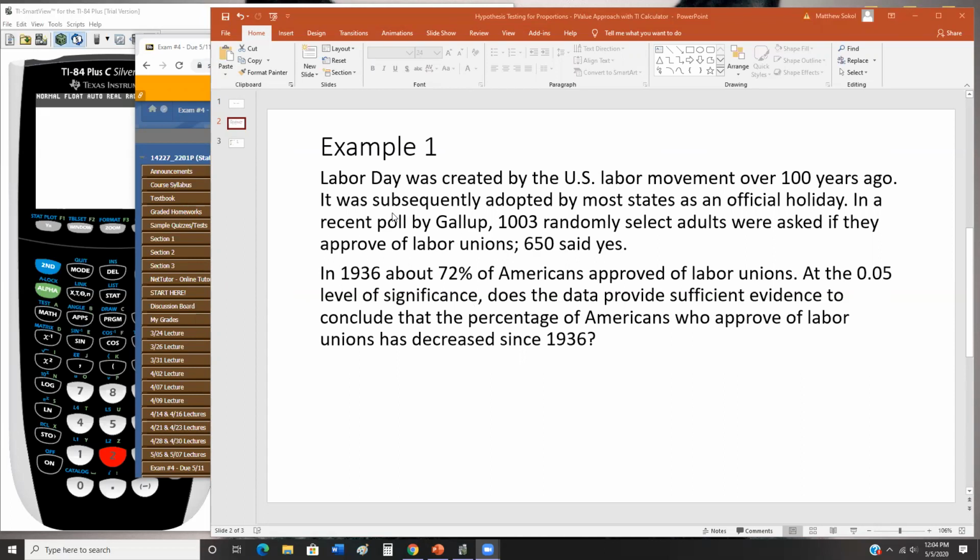So in a recent poll by the Gallup Organization, which is a survey research organization, they talked to 1,003 randomly selected adults, and they were asked if they approve of labor unions. Okay, so do you think labor unions are a good idea? 650 of them said yes out of the 1,003 people that they sampled. So it turned out that in 1936, a long time ago, about 72% of Americans approved of labor unions. So at the 0.05 level of significance, does the data provide sufficient evidence to conclude that the percentage of Americans who approve of labor unions has decreased since 1936?